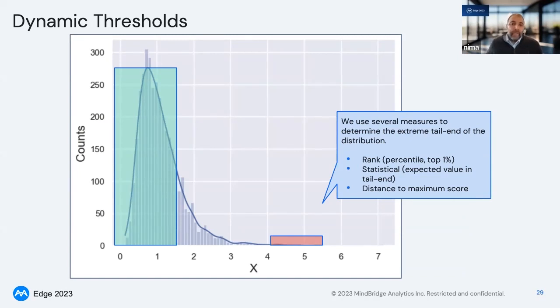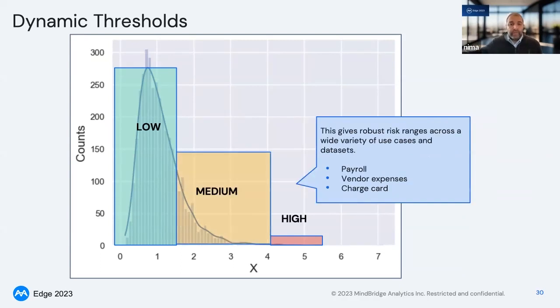And then in turn, we can turn that into risk buckets. So in this context, what's low? Low is anything within 1 standard deviation of the population average. And what's high? High is what's on the extreme tail end of the distribution. And what's medium interpolates between those 2 extremes. And we found that gives a pretty robust approach to dynamic risk buckets across a wide variety of data sets, in particular on payroll and vendor expense data and charge card, which we now have in our Flex analysis.